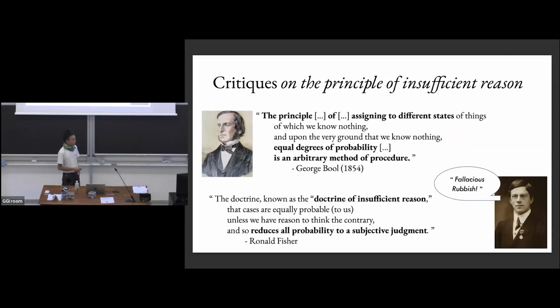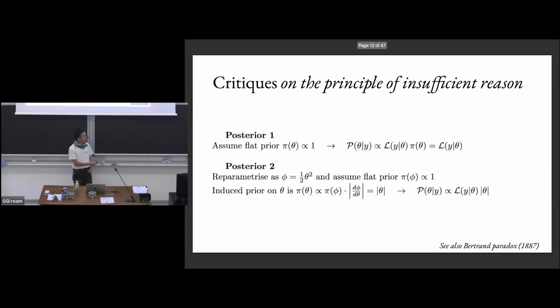Another strong critic of Laplace's work was Fisher, who was developing what we now call the frequentist approach, the method of maximum likelihood. He called this principle of insufficient reason a doctrine and said essentially the same thing as George Boole, that this would reduce all probability to a subjective judgment. So this is typically the kind of example Fisher and friends would present to make fun of Laplace's theory, which goes as follows.